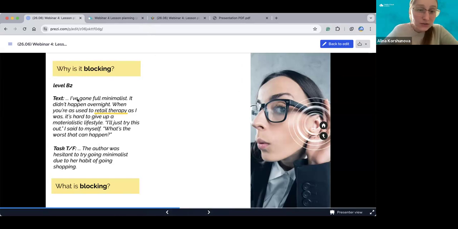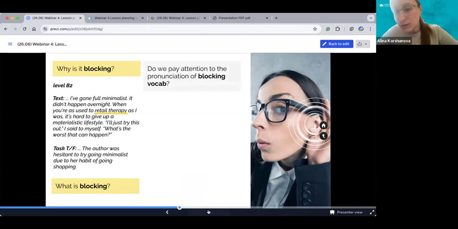You don't need to pre-teach them anything here, like minimalistic or lifestyle, because even if they don't know, they would be able to understand this or that from the context. But if they don't know retail therapy, probably it will be difficult for them to understand it from the context, because if we put the words separately, they have one meaning. If we put them together, they have a different meaning. So probably you would need to pre-teach that.